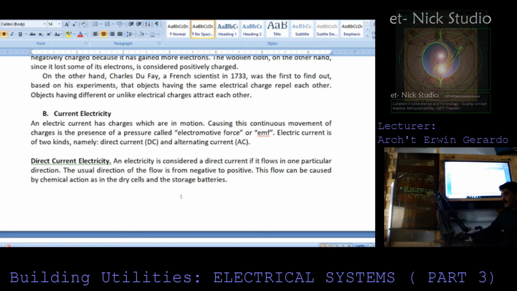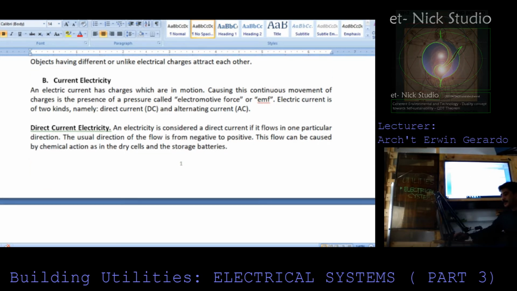Direct current: electricity is considered a direct current if it flows in one particular direction. The usual direction of the flow is from negative to positive. This flow can be caused by chemical action, as in dry cells and storage batteries.